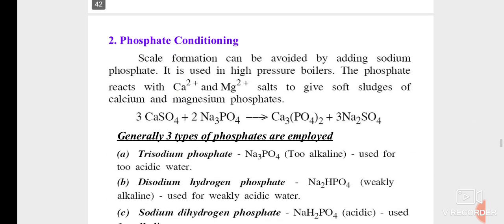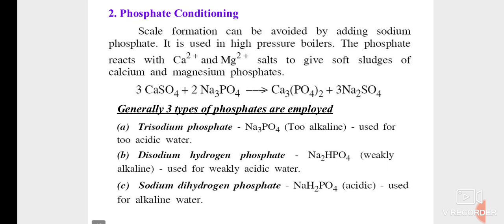Now we go to the next type of conditioning, the phosphate conditioning. Phosphate means we add phosphate substances like sodium phosphate, whose formula is Na3PO4. The scale formation can be avoided by adding sodium phosphate. It is used in high pressure boilers. Carbonate conditioning is used in low pressure boilers, but phosphate conditioning is used in high pressure boilers, so you have to distinguish the two.